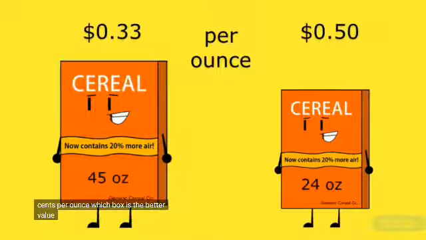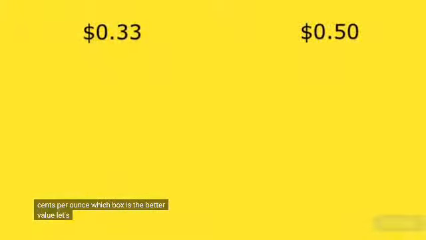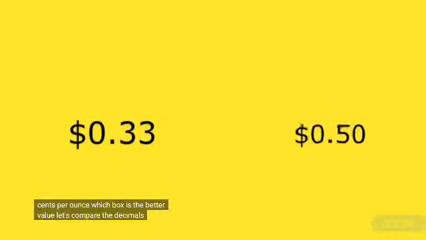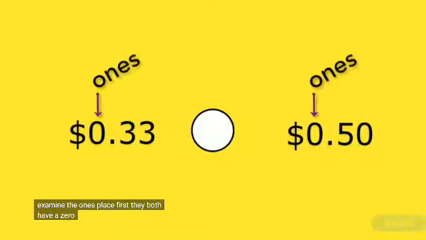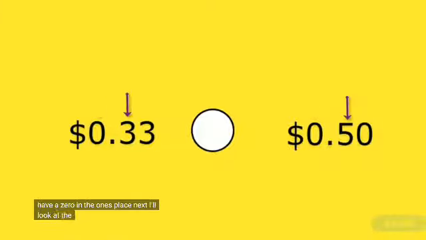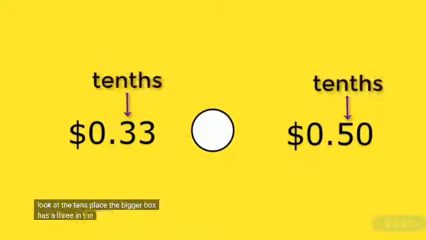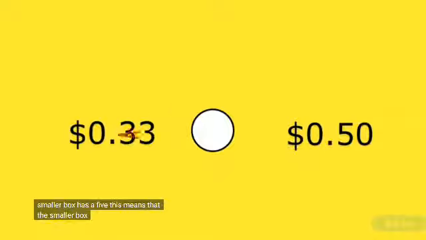Which box is the better value? Let's compare the decimals. We always start from the left, so I'll examine the ones place first. They both have a 0 in the ones place. Next, I'll look at the tenths place. The bigger box has a 3 in the tenths place, while the smaller box has a 5. This means that the smaller box is more expensive and has a greater cost per ounce than the bigger box. Do we want the item with the greater cost or the lower cost? The lowest cost wins for providing the most value per ounce.